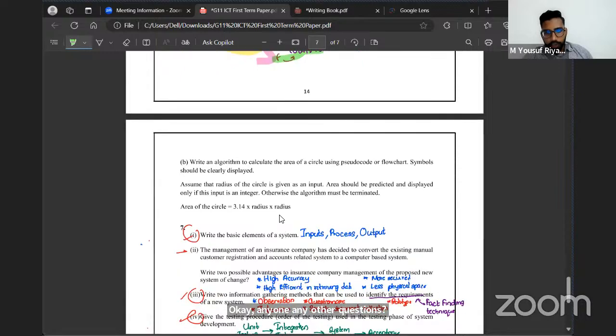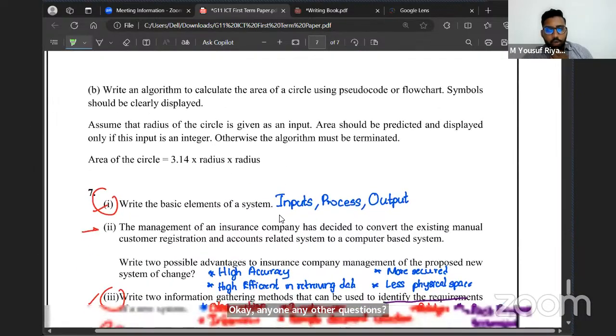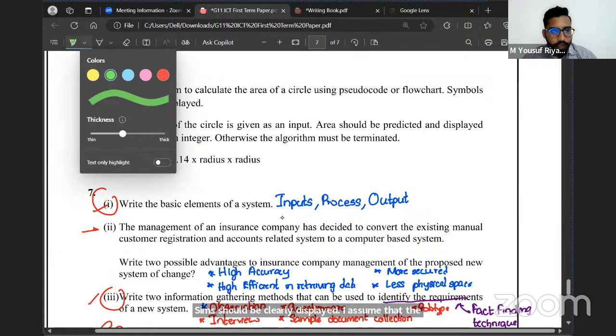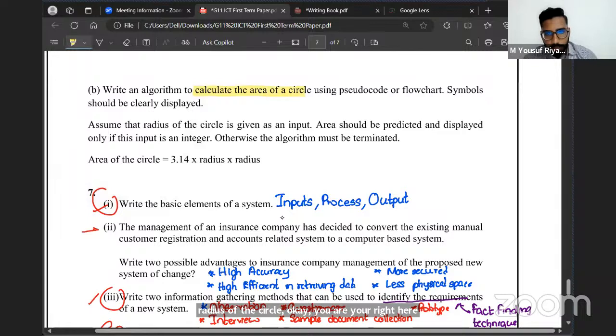Right. Let's go for the next one. Write an algorithm to calculate the area of a circle using pseudocode or flowchart. Symbols should be clearly displayed. Assume that the radius of the circle... okay, so you are writing an algorithm basically to calculate the area of a circle, it seems. Fine.